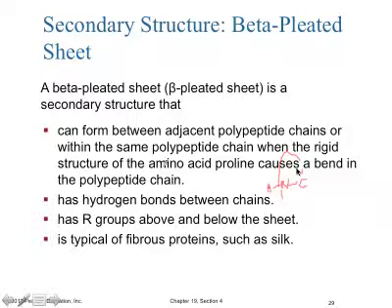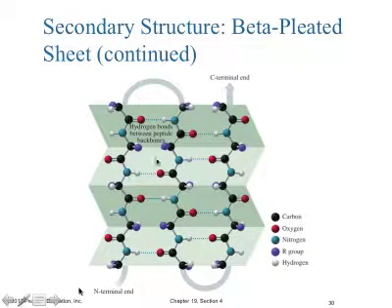We have hydrogen bonds between the chains, so you have to have the proline, and the R groups are above and below the sheet, and this is very typical of fibrous proteins such as silk. And this is what it looks like. So here you have those hydrogen bonds again. Both alpha helixes and beta pleated sheets have hydrogen bonds between the backbones, but the beta pleated sheet has the amino acid proline in a certain place to cause this type of structure.